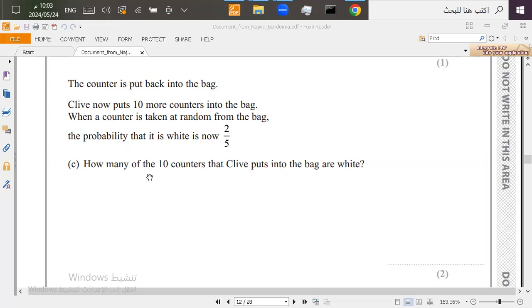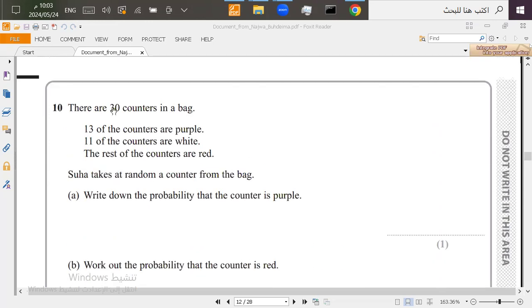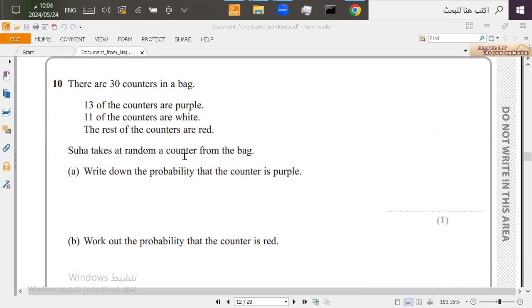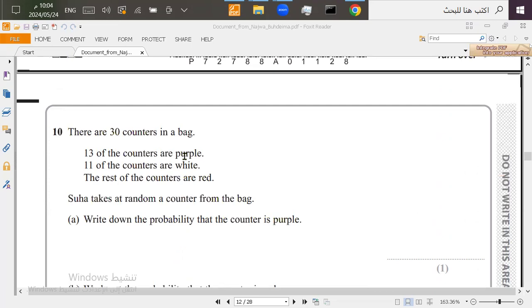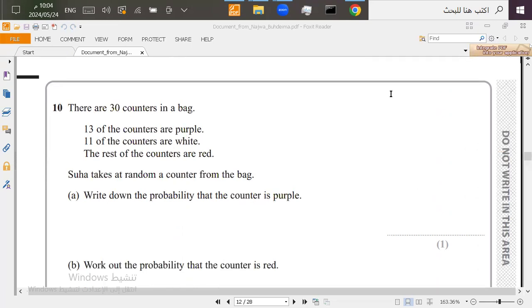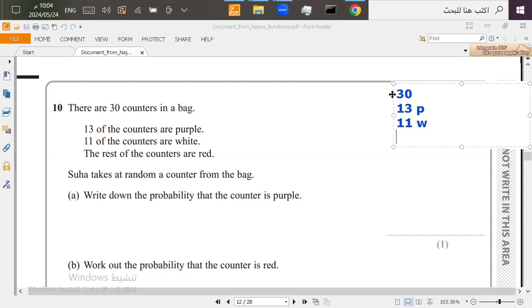Now, we didn't have white at the beginning. We only have 30, and all of them. Oh, we already had white, so it's 11 here. Yeah, we had purple, white, and red. And they added 10 more. They added 10 more. So let's focus on the numbers. Let's write them here so we don't forget them. So all of them are 30. 13 are purple. Let's write P. 11 white. And 6 red. Okay. Now let's go down to the question.